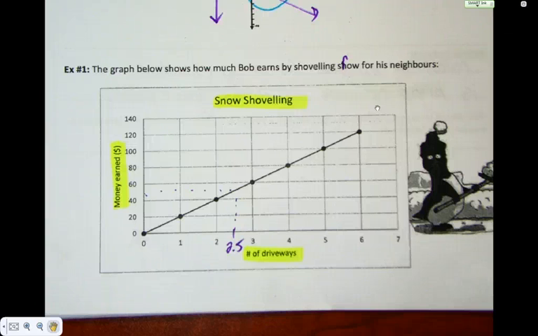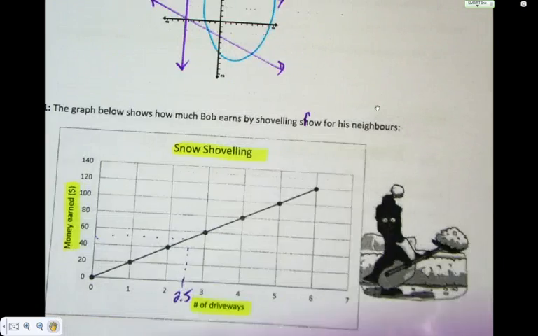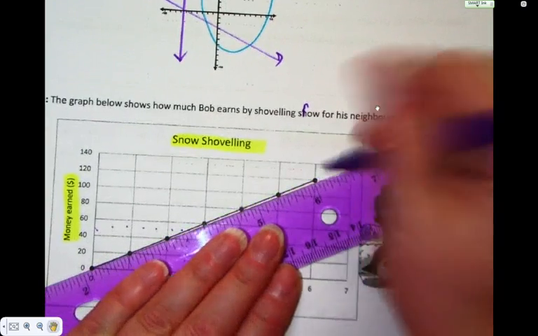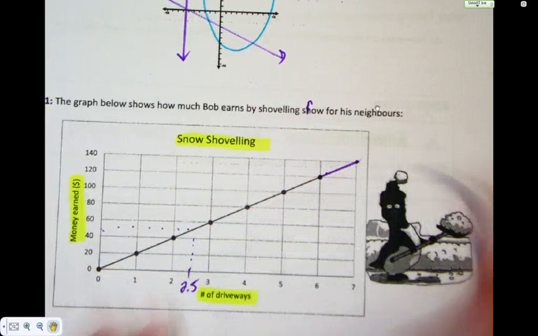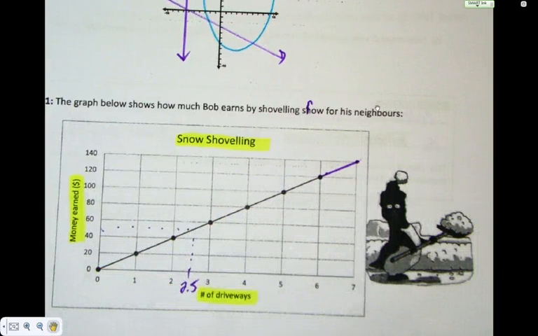So I'm going to go back to the graph. An example of extrapolation, if I said, how much money does he earn from 7 driveways? Why is that called extrapolation? Because where does the graph stop? 6. So if we want to go to 7, we have to extend the graph. So how much would Bob earn if he shoveled 7 driveways? 140. Do you understand the difference between interpolation, extrapolation?